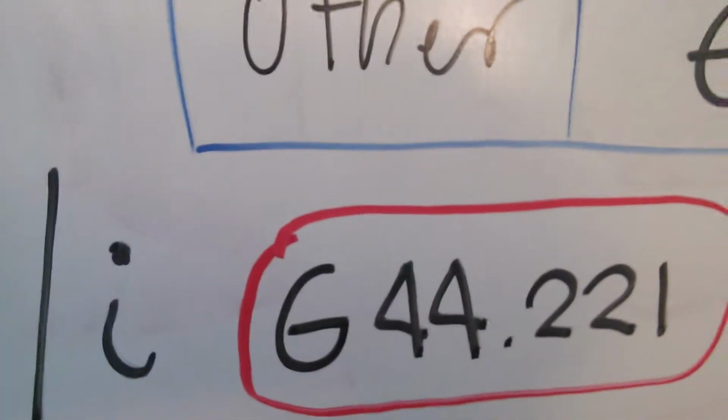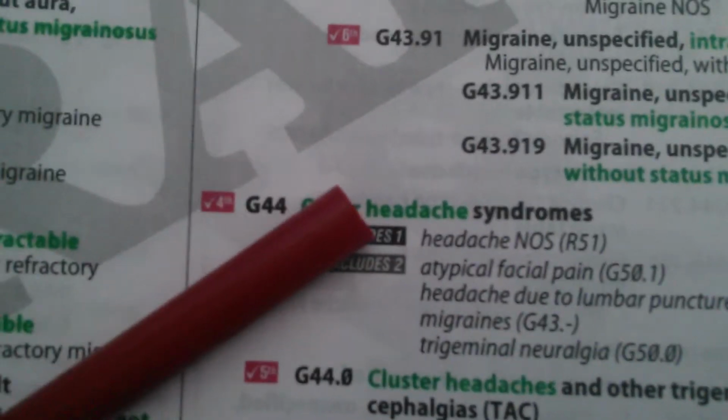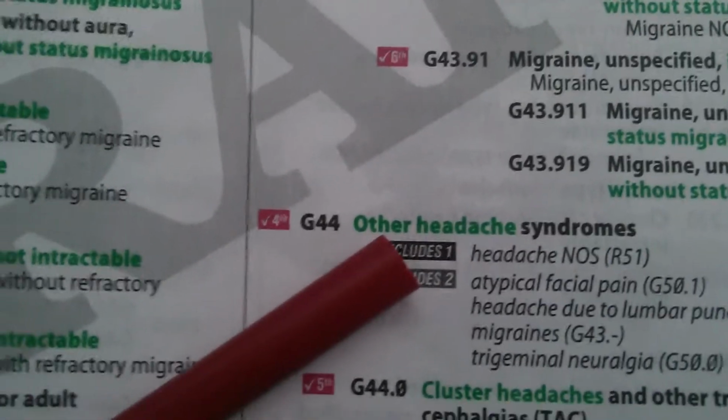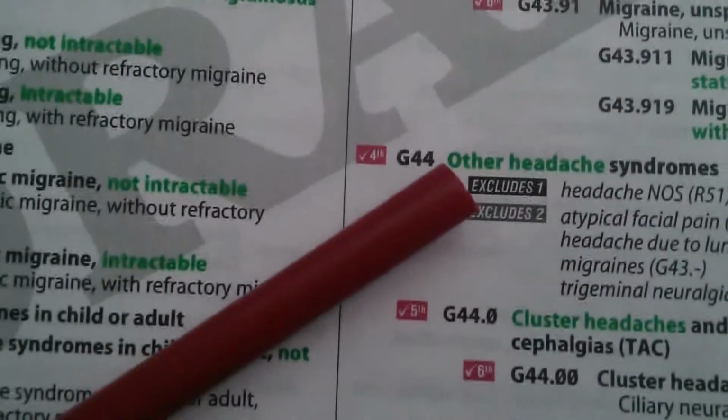Now, Stephanie is just going to confirm that in the tabular. With the tabular, you always start with the first three characters, G44. So you go to G44, and what does it tell you? Other headache syndromes. Which is okay, because when the headache is complicated, it's a headache syndrome, right? So let's keep going. The next code is 2.